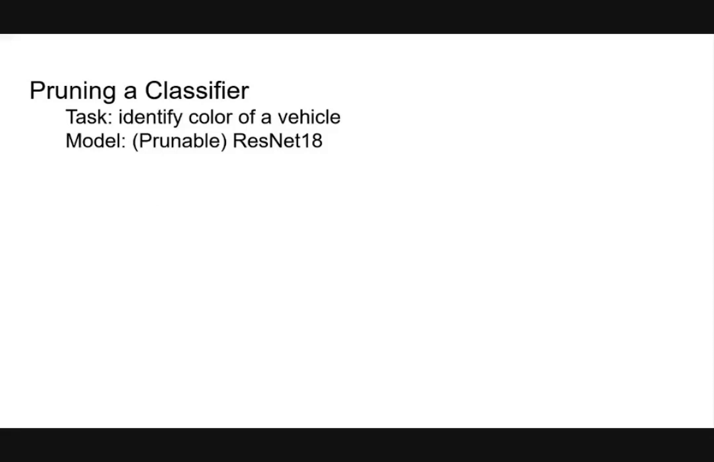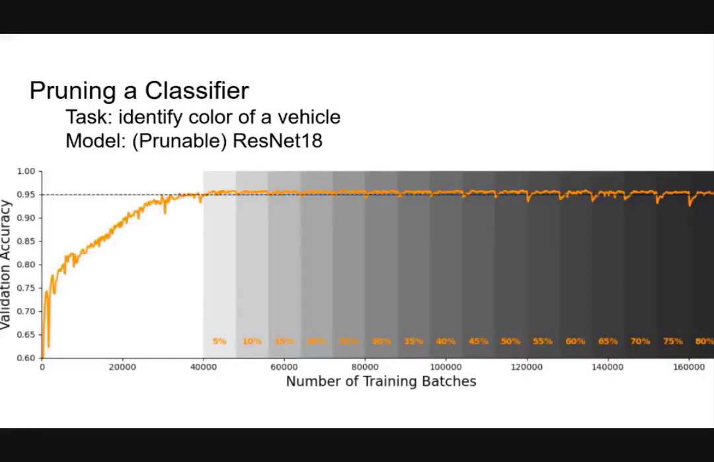Okay, so a little bit of proof that it works. We took a simple ResNet 18 model, a prunable one, and trained it on the task of classifying car colors: look at a picture of a car, tell you what color the car is. This is the result from the run. If you track this orange line, we're looking at accuracy, and you can see it going up. Once we start hitting these blocks, we're repeatedly removing 5% of the model. We trained it up to about 95% accuracy, removed 5% of the model, and kept training.